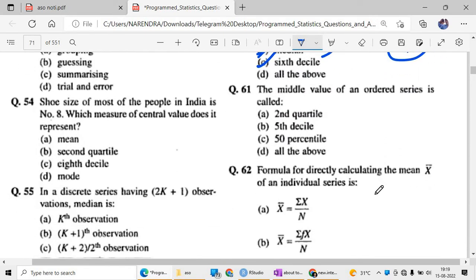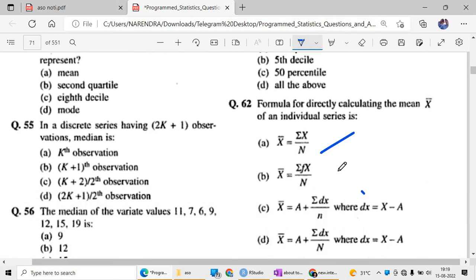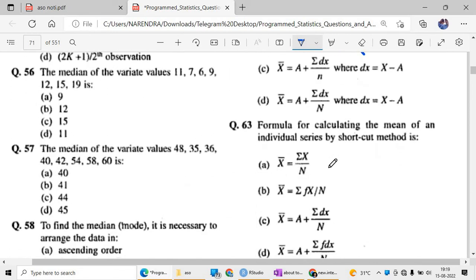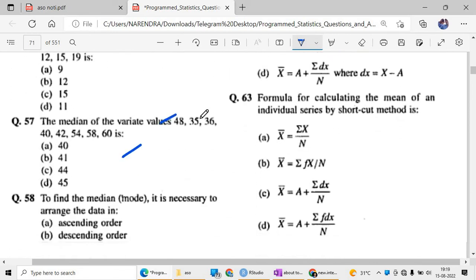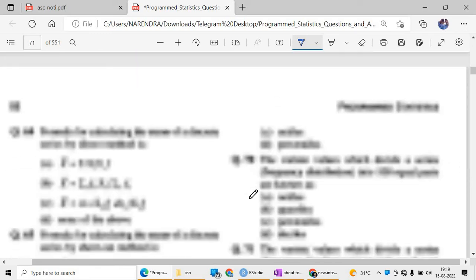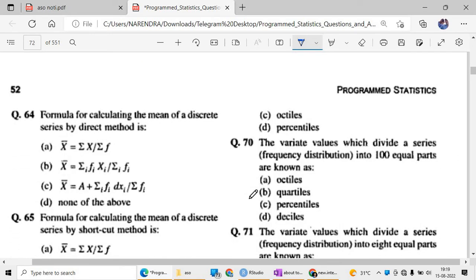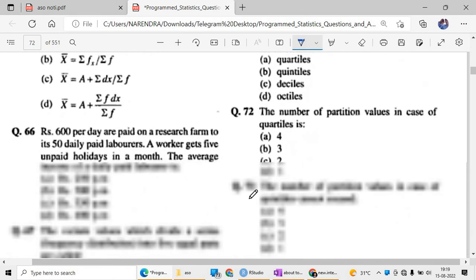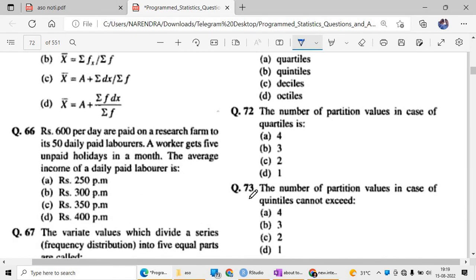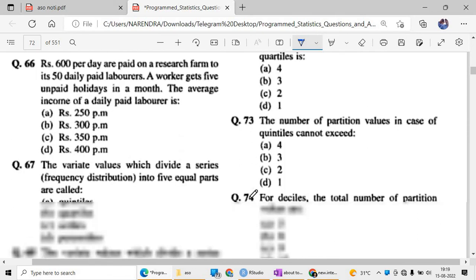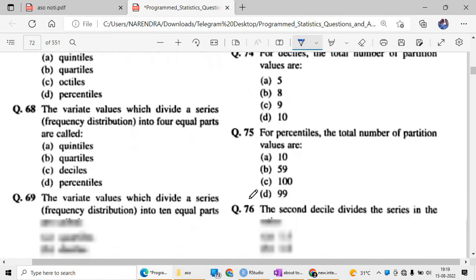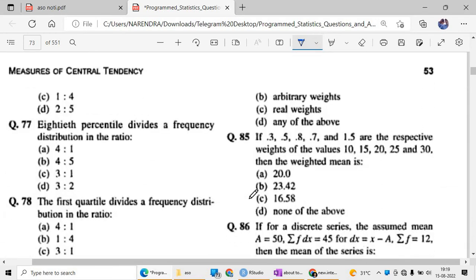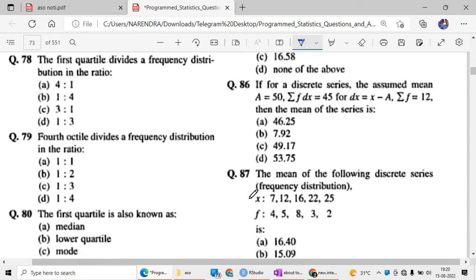Mid values of an ordered series. This is formula based, they are asking the summation of. So they are asking median. You can practice all these questions. Okay, if you have any doubts we will discuss these questions again. So maximum, here 130 to 150 questions are there. You can spend some time and practice. You will get the full idea about central tendency.